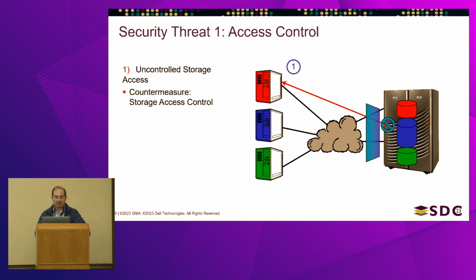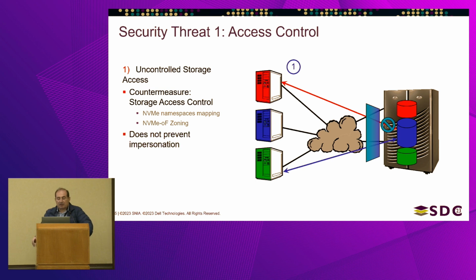The way in which this is prevented is through storage access control. In NVMe, it's called namespace mapping or NVMe-oF zoning. This is something that existed, zoning also, since the time of Fibre Channel. The point here is just to enable the red server to access only the red storage.